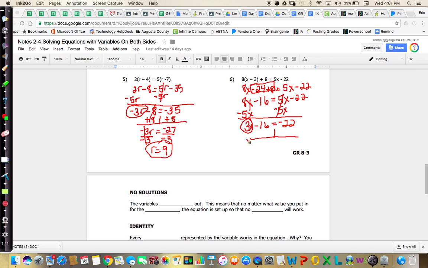and draw your t. The inverse of subtracting 16 is adding 16. So I'm going to add 16 to both sides. The 16s will cancel, and 3x will equal negative 22 plus 16 is negative 6. The opposite of multiplication is division. So 3 divided by 3 is a 1 in disguise, and x equals negative 2.